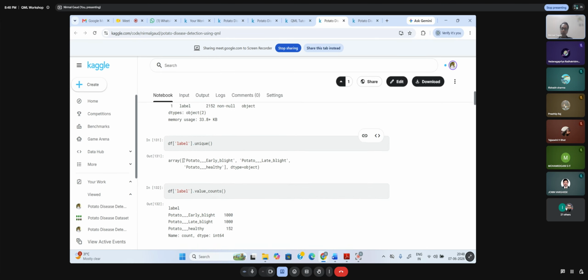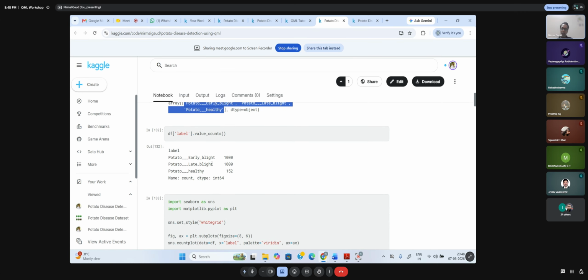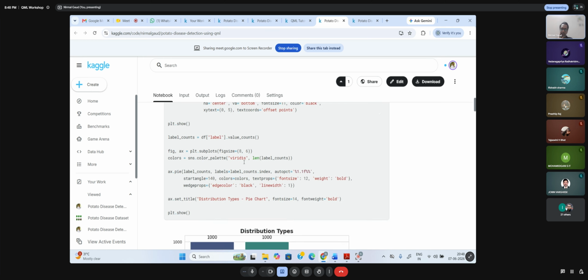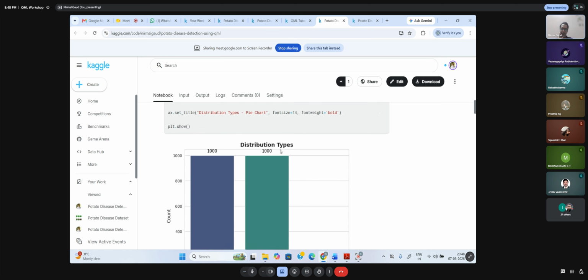Okay, unique labels are potato early blight, potato late blight, and potato healthy. These are the categories. Value counts are like this: 1,000 images for early blight, 1,000 images for late blight, and 150 images for healthy. So it's an imbalanced data. Healthy images are less, and we'll need to balance it. We'll see. Here is the distribution: count plot and pie plot.